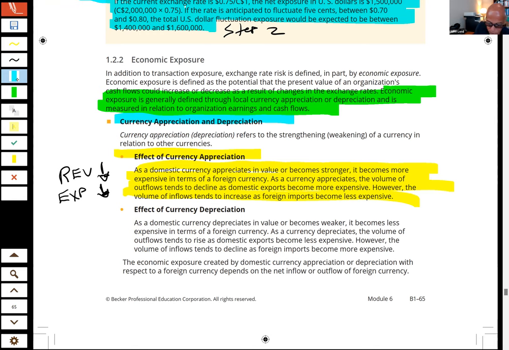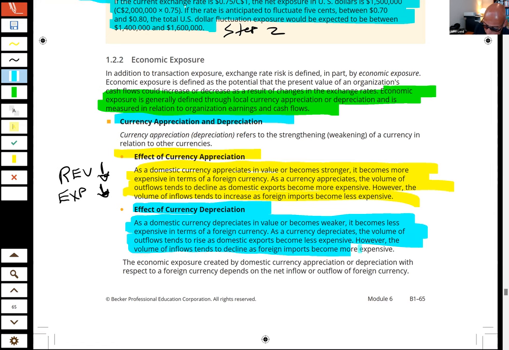Let's take a look at currency depreciation. We can see here the effects of currency depreciation: as a domestic currency depreciates in value or becomes weaker, it becomes less expensive in terms of foreign currency. As currency depreciates, the volume of outflows tends to rise as domestic exports become less expensive. However, the volume of inflows tends to decline as foreign imports become more expensive. So what happens? Our revenues will go up. People are going to want to buy our stuff from other countries. But our expenses are also going to go up because we're going to have to pay more to get the currency we need to buy whatever it is we're importing.